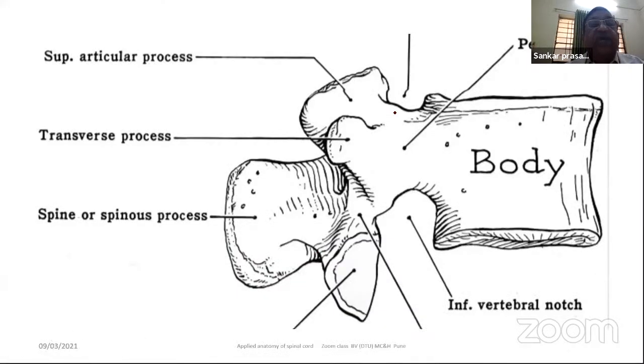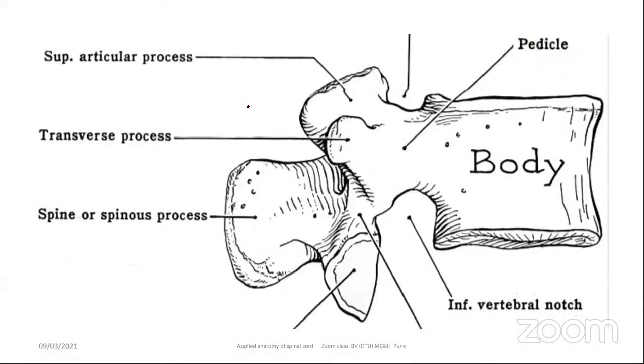Okay. And now you look at the vertebral body. This is the vertebral body, which is anteriorly placed, and this is the pedicle. This is the superior articular process, which articulates with the vertebra above, and this is the transverse process, and this is the spinous process about which we just talked, and we had the spina bifida discussion. This is the intervertebral notch, and this is the inferior articular process.